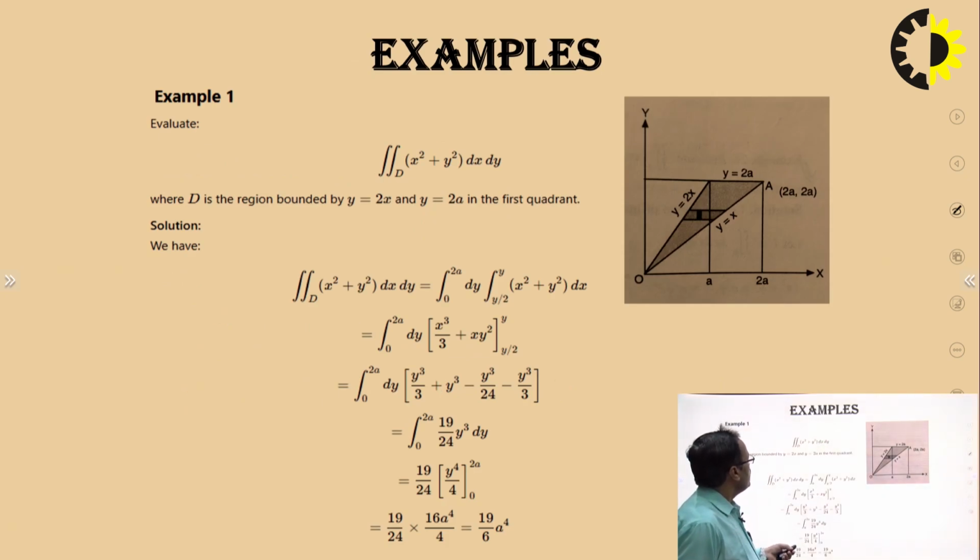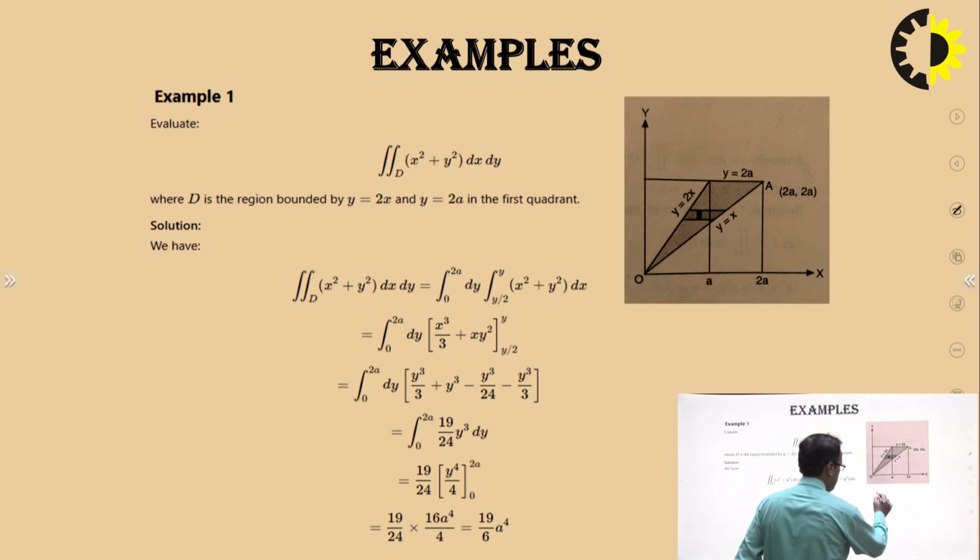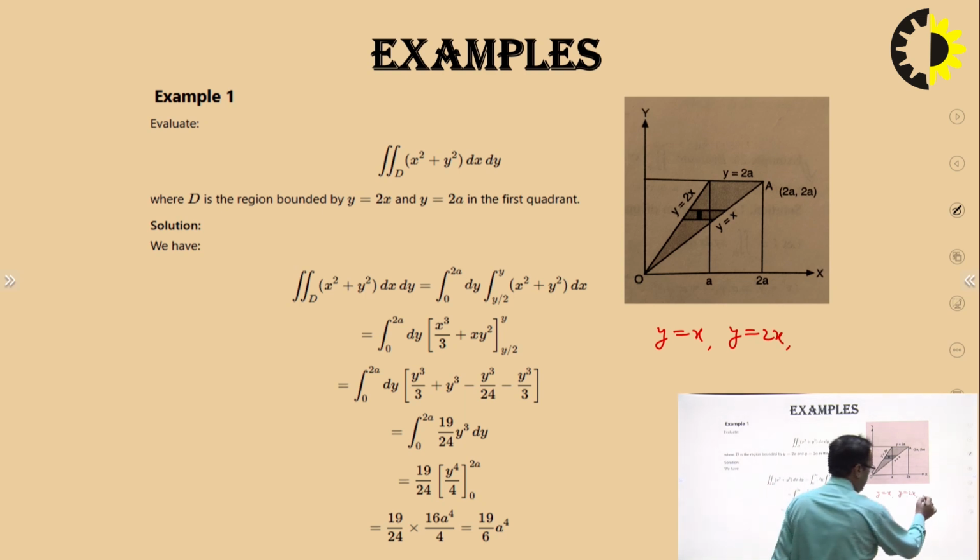For this, we give some examples here. Example 1. Evaluate the double integral of (x square plus y square) dx dy, where D is the region bounded by y is equal to x, y is equal to 2x, and y is equal to 2a.